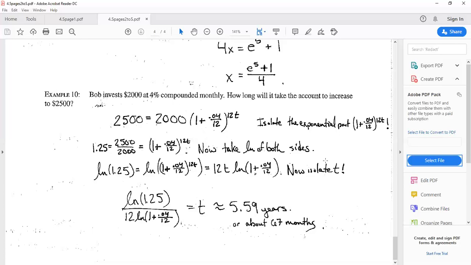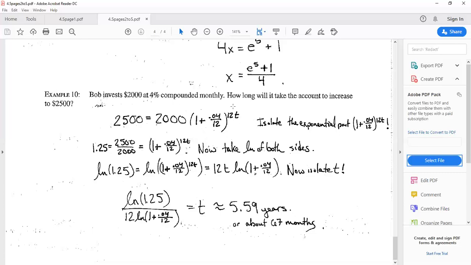Now we'll solve for t, isolate t. So this number here, natural log of 1 plus 0.04 over 12, it's not a very nice number, but it is just a number. So we can divide both sides by that number and divide both sides by 12 as well. And so we're left with t equals natural log of 1.25 divided by the product 12 times natural log of 1 plus 0.04 over 12. And taking to the Texas Instrument, this gives us that t is roughly about 5.59 years.